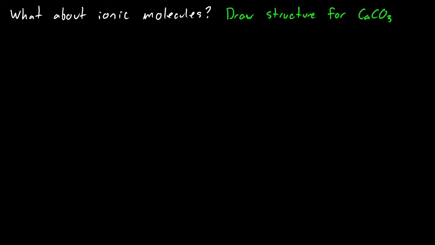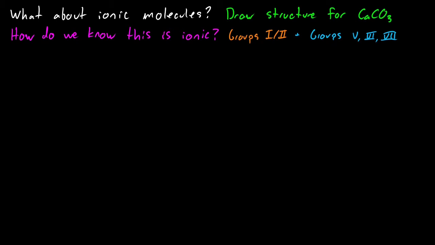For this example, I'm going to say let's draw a Lewis structure for CaCO3, or calcium carbonate. Now, the first question we need to ask is, by looking at that formula, how do I know that this is an ionic molecule? Well, it's because we have an atom in groups 1 or 2 combined with atoms in group 5, 6, or 7. In the case of this molecule, we have the calcium atom from group 2, and we have some oxygen atoms from group 6. Those two together mean that this is going to be an ionic molecule.